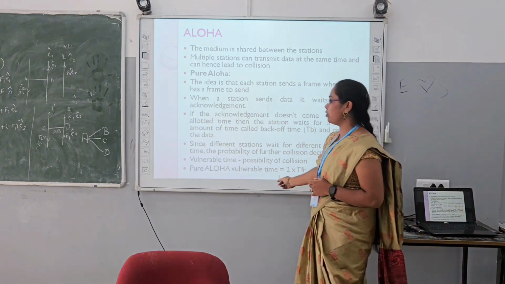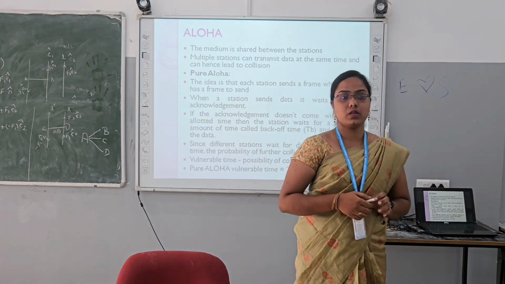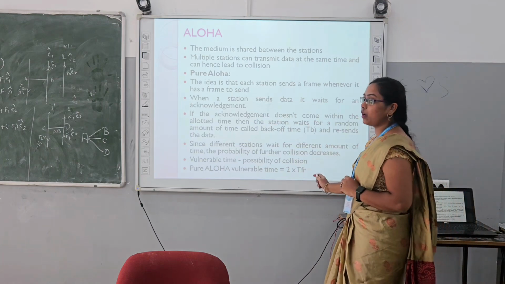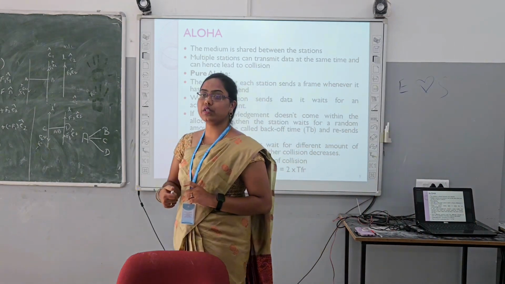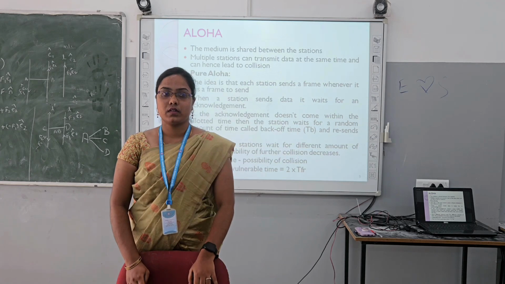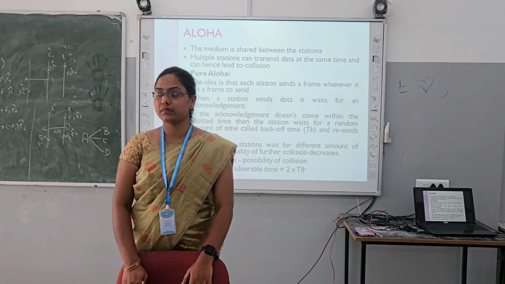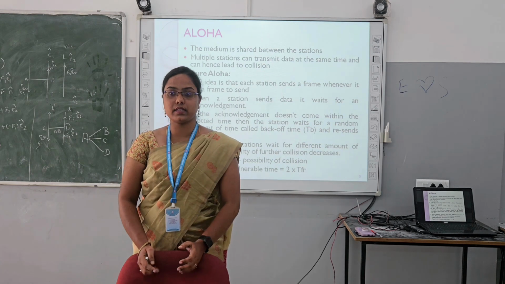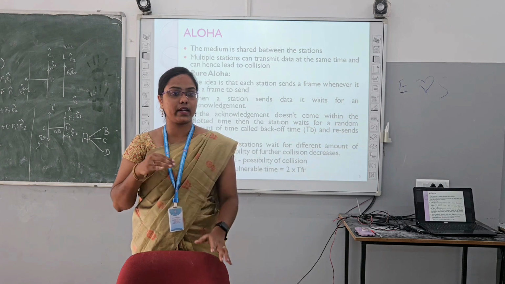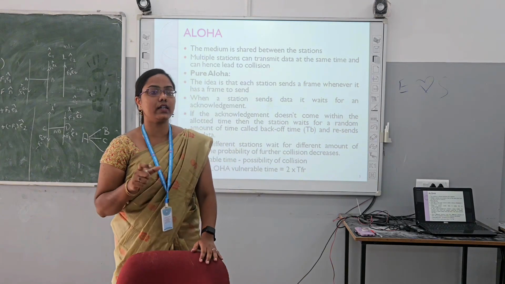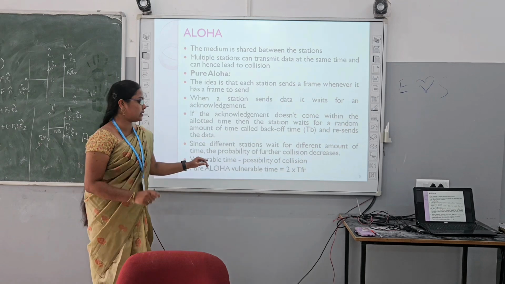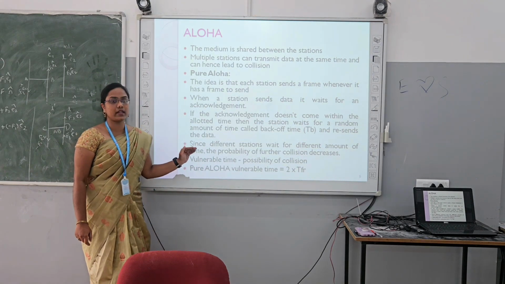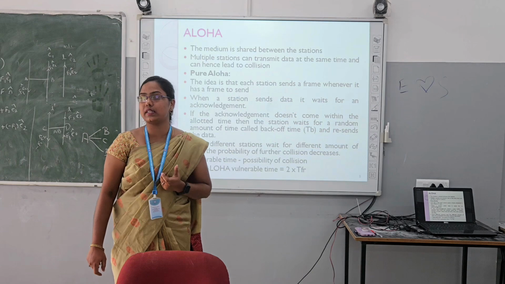So one more thing we have to note, that there is a vulnerable time. So vulnerable time is nothing but the possibility of collisions. So when will the collisions occur? When two of the data collide, the data will be lost in between itself, right? So that time or that possibility is considered as a vulnerable time. Okay? So the possibility of collisions, we will be calling it the vulnerable time.